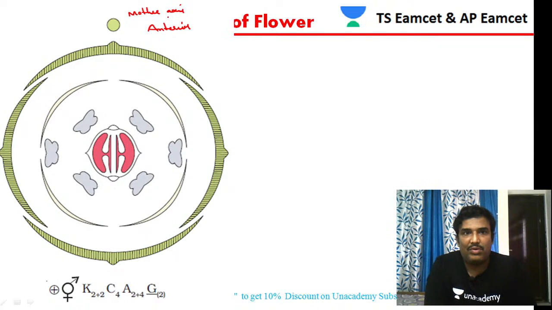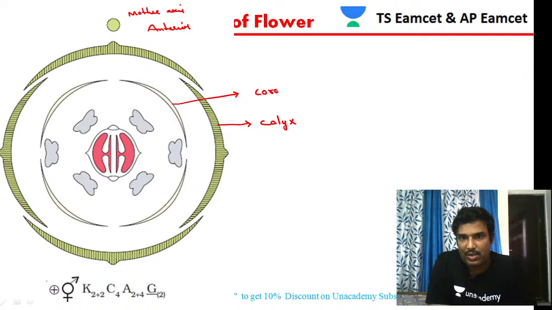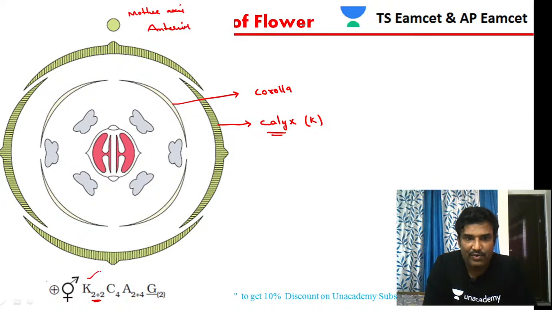Now in this particular flower, you can see this one is the calyx. Inside we have the corolla. Calyx is represented by K. How many calyx are there? You can see 2 plus 2. So 4 calyx are present: 2 are towards the inner side in one whorl, and 2 are towards the outer side. That's why it is represented as 2 plus 2.